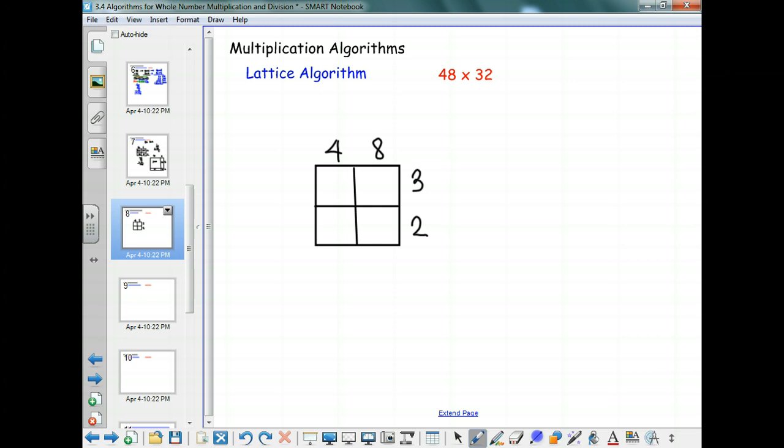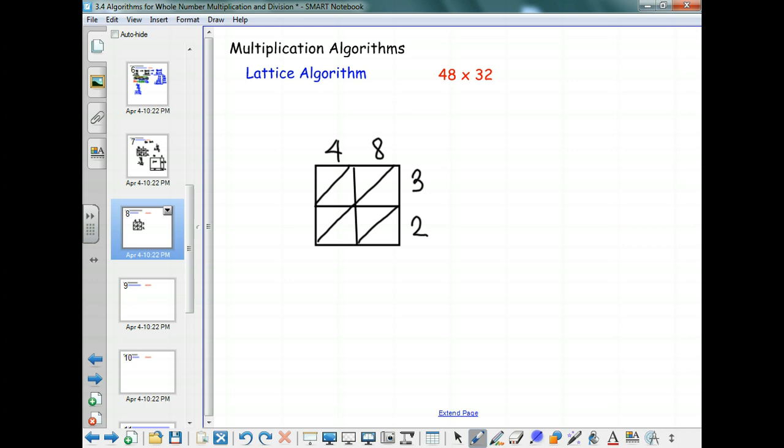And it really doesn't matter if the 48 is on the top or on the right, or the 32 on the top or on the right. You can switch them out. Okay. So this is what we've got so far. All right, so the next thing you're going to do is split each of your boxes in half along the diagonal. And that's why it's called lattice, just like we did with the lattice addition. It's because it looks like a lattice.